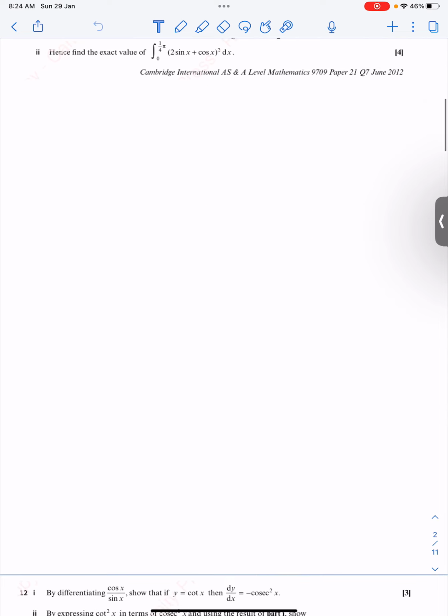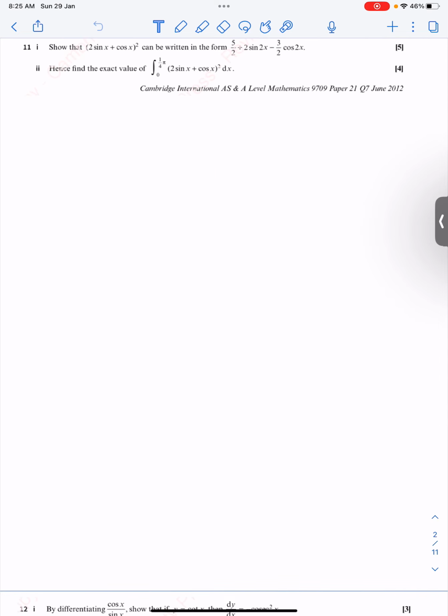Okay, let's start with the first question. It says show that (2 sin x plus cos x) the whole square can be written in this form. Okay, let's apply the formula here: (2 sin x plus cos x) the whole square.